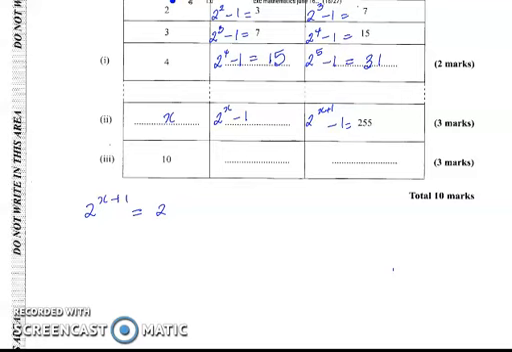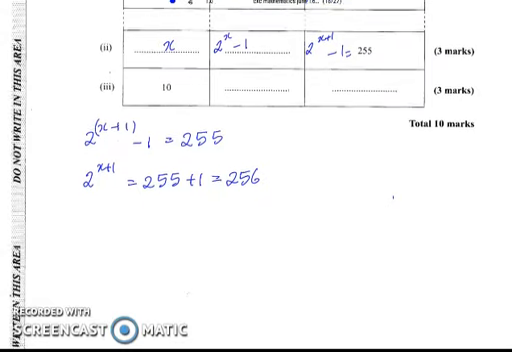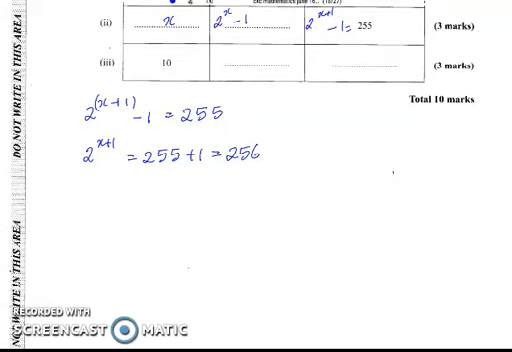So if I say 2 to the x plus 1, sorry, minus 1, is equal to 255. I can say 2 to the x plus 1 is equal to 255 plus 1, which is 256. So that negative 1 goes over and becomes positive. Now 2 to the x plus 1 could be written like this: 2 multiplied by 2 to the x is equal to 256.